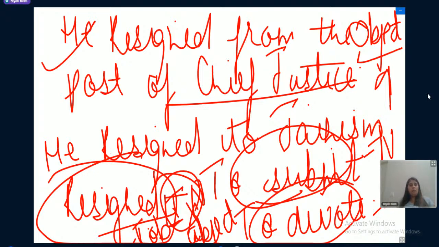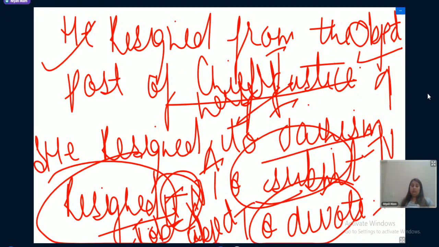Now, let's write here "she", so you will understand deeply, because in the last question also we had "he". She resigned to Jainism. Now, according to "she", the correct reflexive pronoun is "herself". She resigned herself to Jainism, right? So this is the correct one.